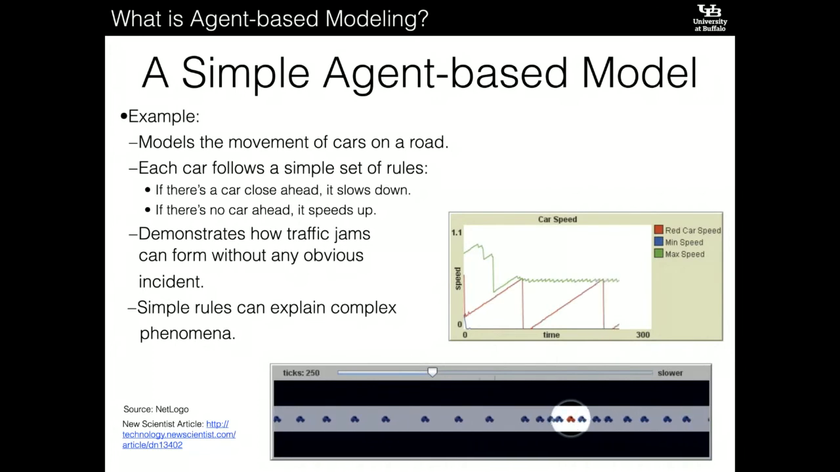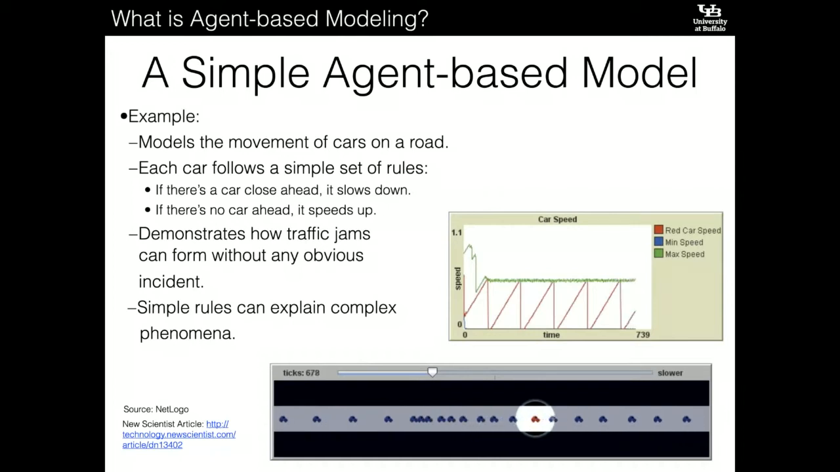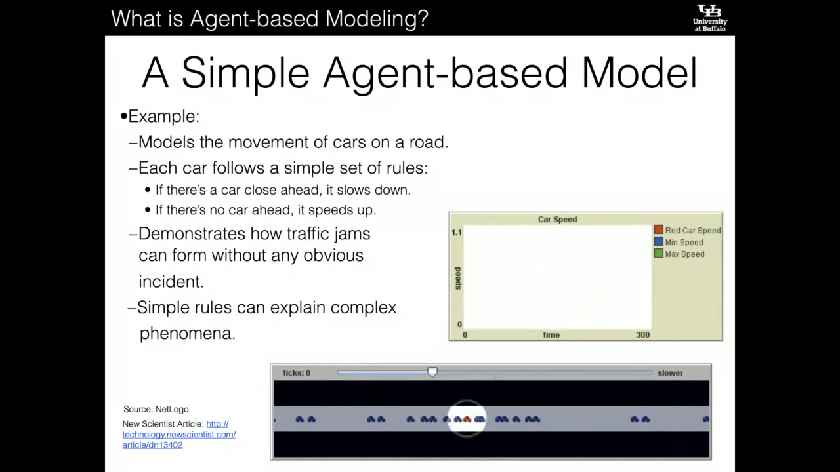So what you see here are a series of individual cars. These individual cars are the agents in our model. We've assigned them very simple rules. If there is a car ahead of you, you slow down. If there's no car ahead of you, you speed up. That's sort of stylized facts. If you drive a car, you don't want to crash into somebody else, otherwise your insurance premiums go up, but you want to get somewhere fast.